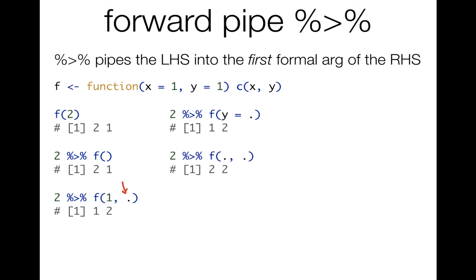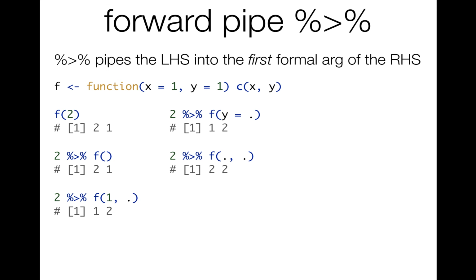The pipe will also allow me to pipe into 2 different places at once. I just use the dot 2 different times. So whenever you use the pipe, wherever you put the dot, that's where the left-hand side is going to go, and if you don't use a dot at all, it's going to go as the first argument of the function.